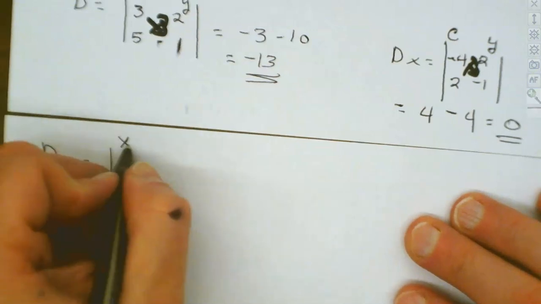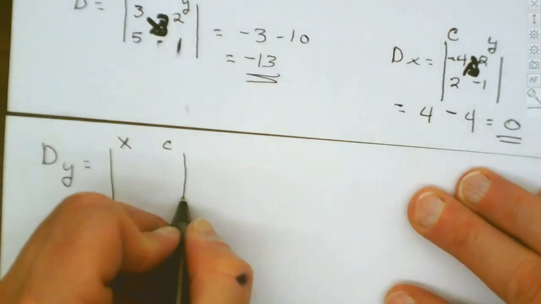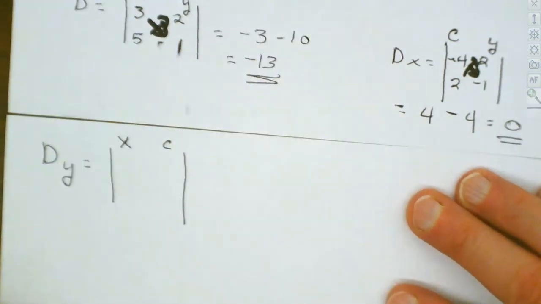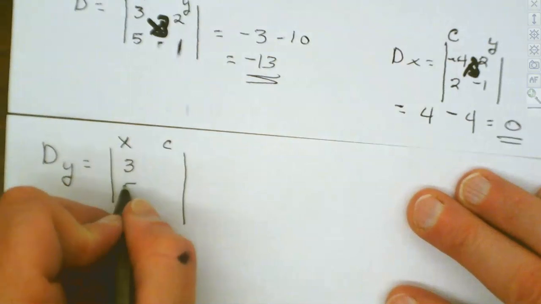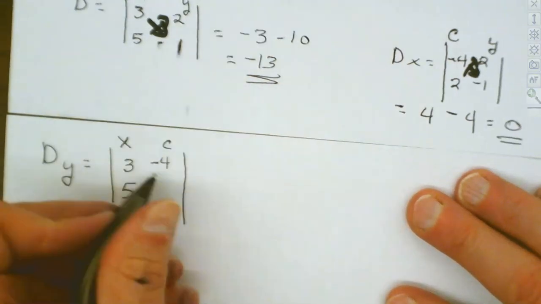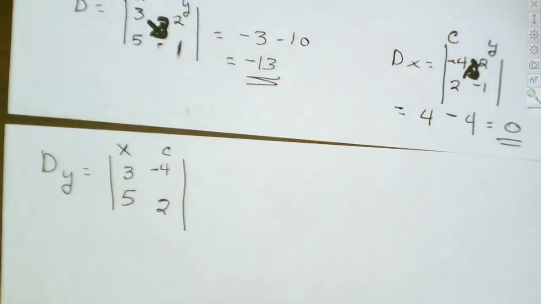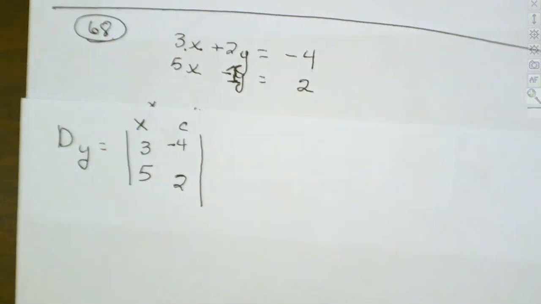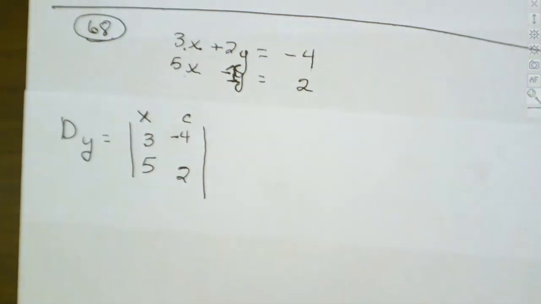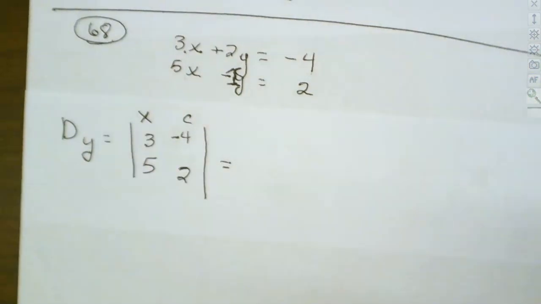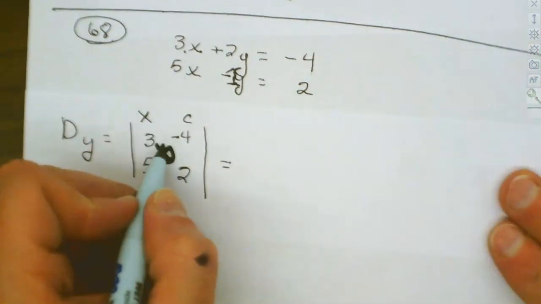And that's your x, and we're going to replace y with the equal sign with the c over here. So your x is 3 and 5. C is minus 4, positive 2. Those are our values. Okay, make sure you know how to find them. And then we just cross and subtract.